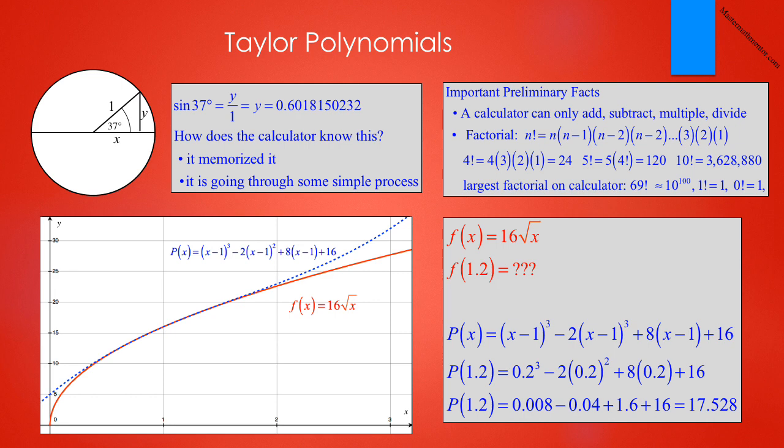Now consider the polynomial function p of x equals (x minus 1) cubed minus 2 times (x minus 1) squared plus 8 times (x minus 1) plus 16. It is shown on the graph in blue. Notice that at x equals 1.2, the blue polynomial is a terrific approximation for the red function, f of x equals 16 square root of x.